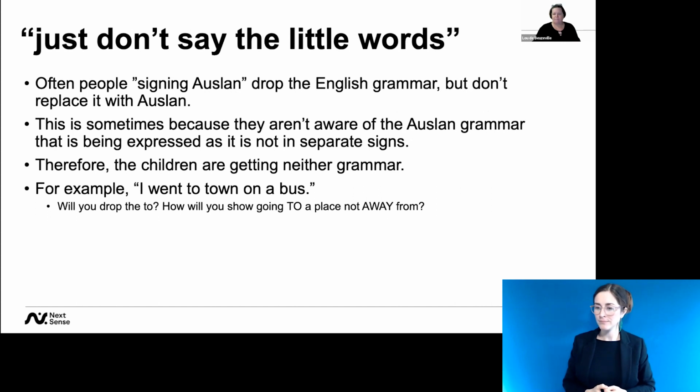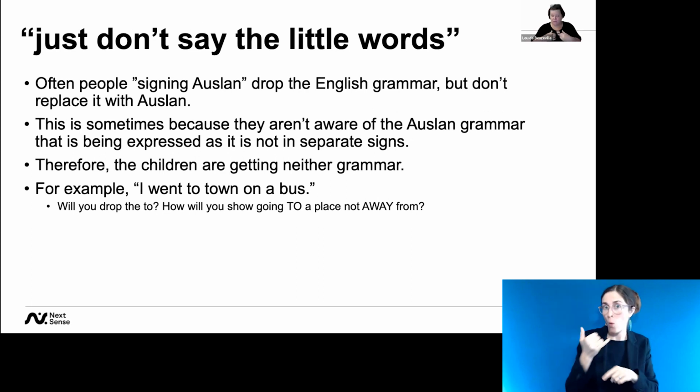Often people signing Auslan will drop the English grammar. They'll say, I'm not going to do the is or the on, but they're not adding the stuff you need to. So what you're doing is not really giving a child access to either.